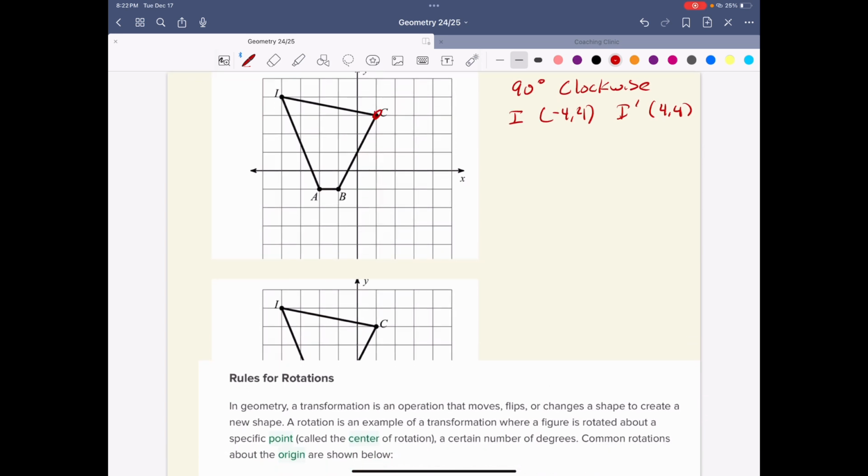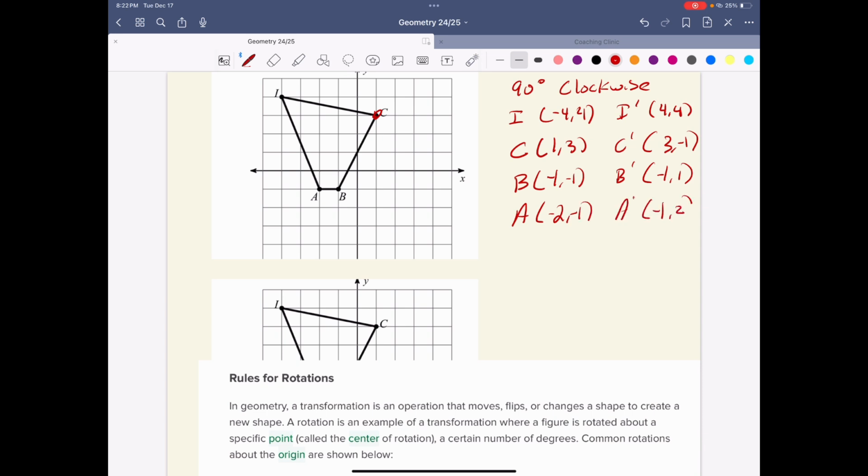My C value is at 1, 3. Switch them around and then make the X value negative. So 3, negative 1. My B value is at negative 1, negative 1. So my new B value is going to be at negative 1, 1. And my A value is at negative 2, negative 1. So my A prime value is going to be at negative 1, 2.